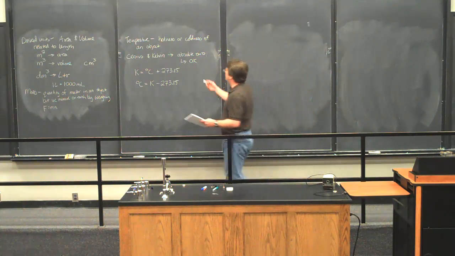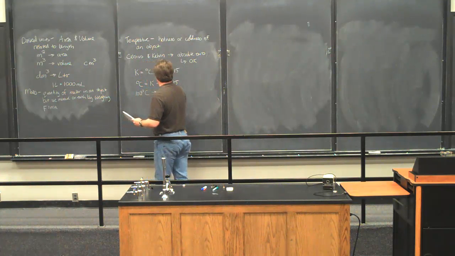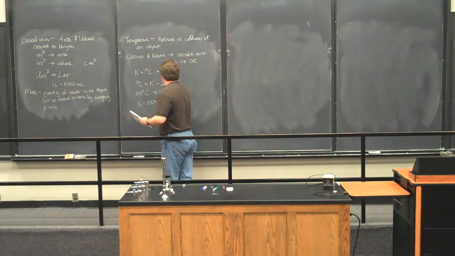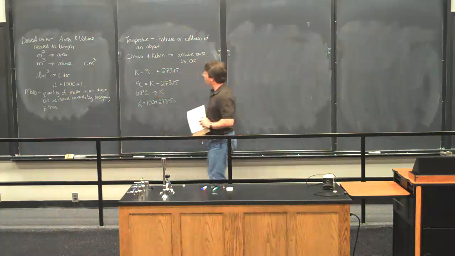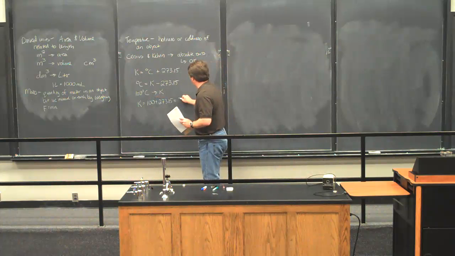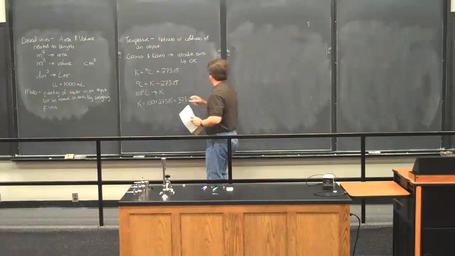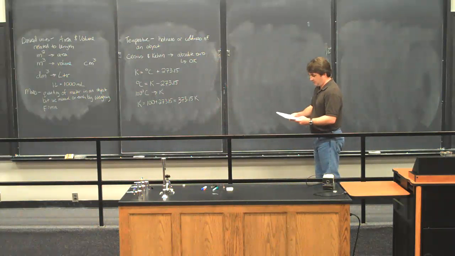So 100 degrees Celsius, if I were to convert this to Kelvin, the Kelvin temperature would be 100 plus 273.15. So the boiling point of water, 100 degrees Celsius, would be 373.15 Kelvin. So it's easy to do these temperature conversions between Celsius and Kelvin.